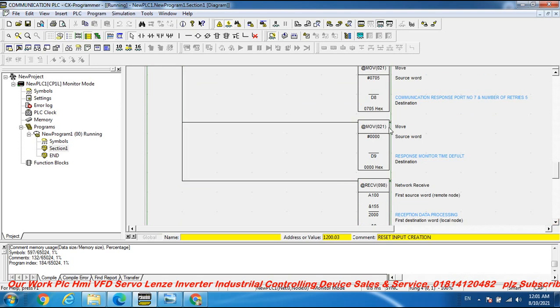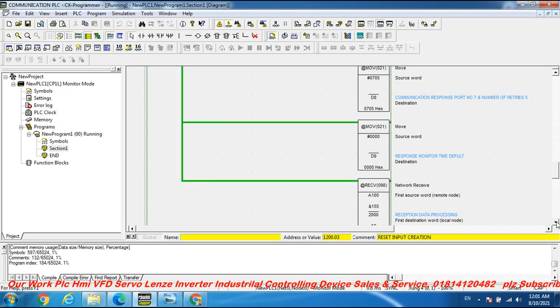And friend, at the rate of move #0000 is the source data and D9 is the destination data, and response monitoring time default. 00 is no time. When the response monitoring time is equal to 0, then it is default.